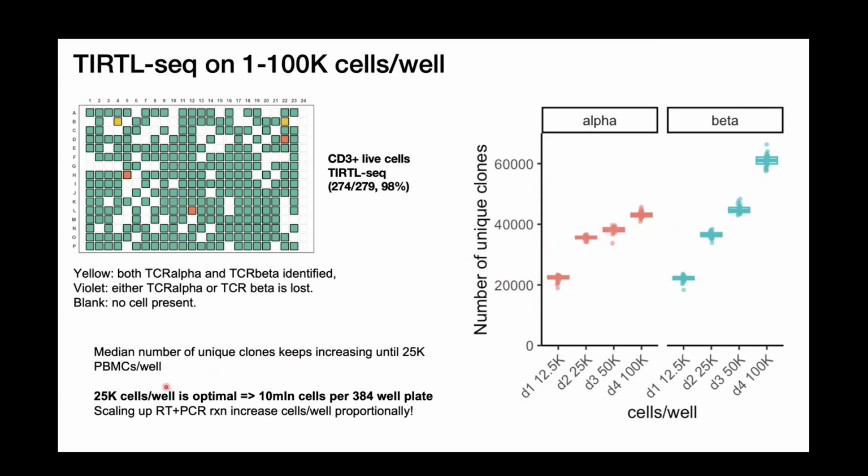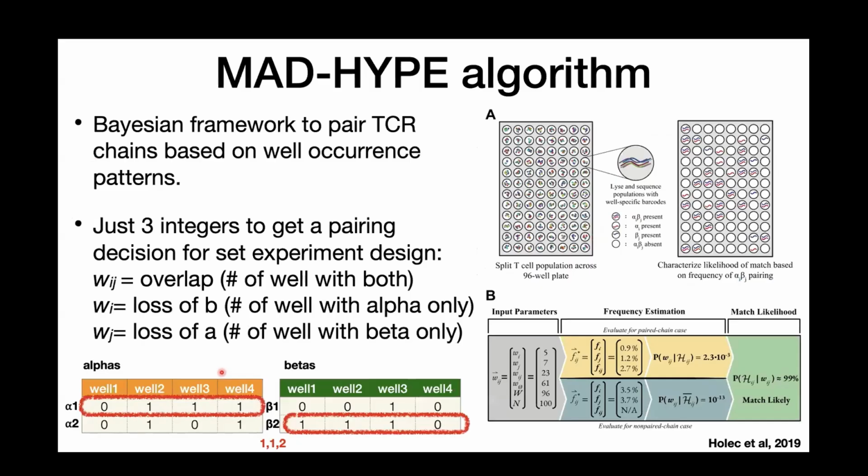So basically 25,000 cells per well is optimal, but this is a lot. So 25,000 cells per well, if you have 384 well plate, this ends up being 10 million cells per 384 well plate. And what we also found is that if you upscale RT and PCR reaction volumes, then you could also increase number of cells per well proportionally. For manual protocol, we upscaled it 4 times and we put about 100,000 cells per well, and it works efficiently, right? So if you have more cells, you could do this, but I will show you a better way to deal with it, right?